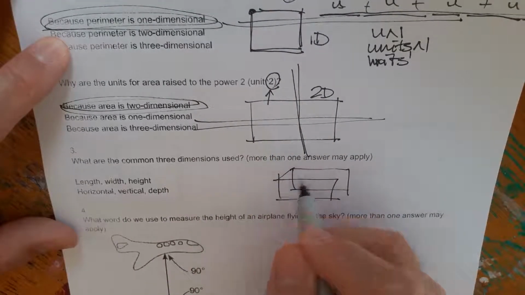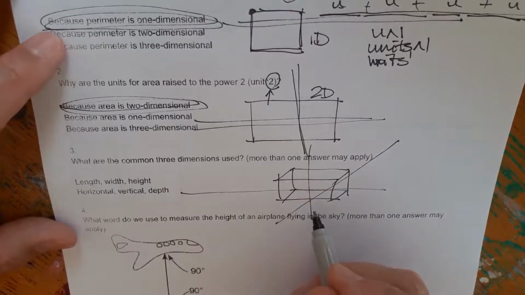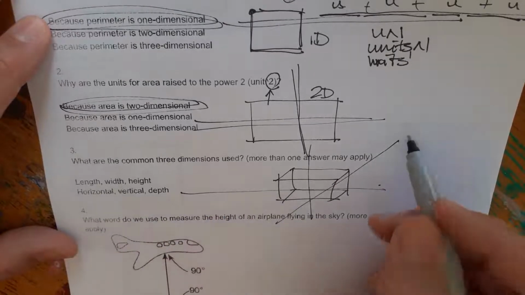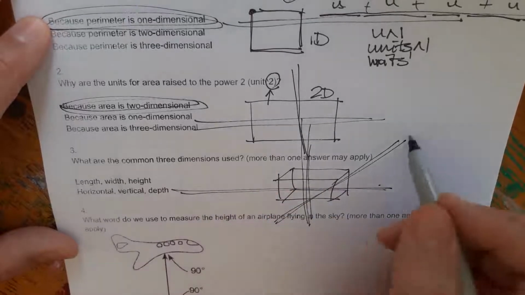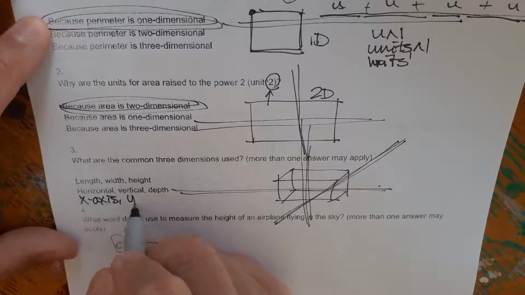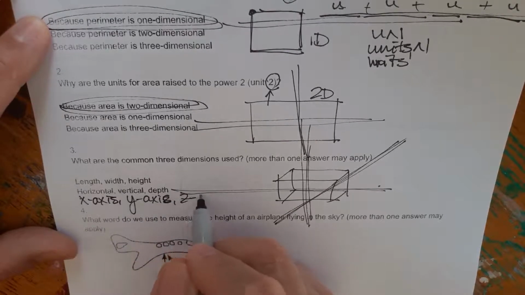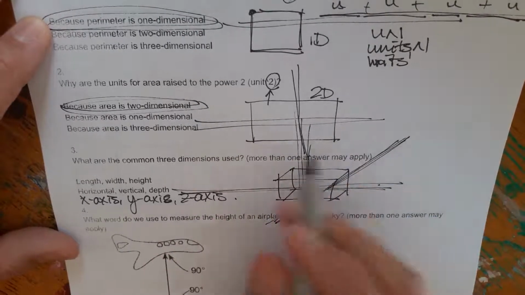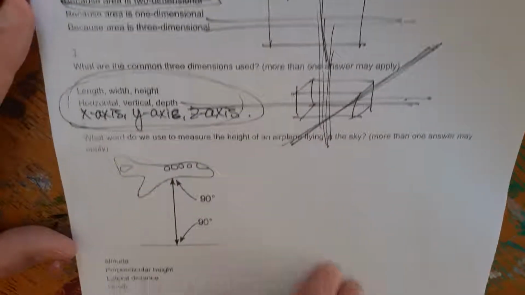And now let's go for 3D. Here's a 3D shape. And 3D would be horizontal, vertical, and depth, right? And we may call it different things. We may call it length, width, height. Horizontal, vertical, depth. We might also call it x-axis, y-axis, and z-axis. So any of these, all three of these are going to be the correct answer, all right?